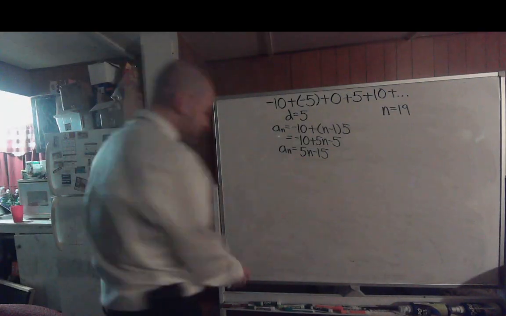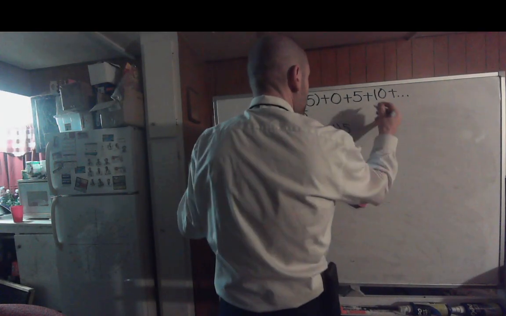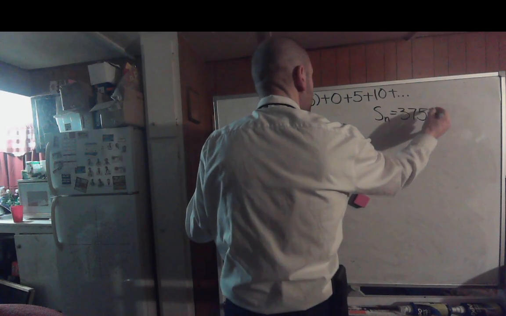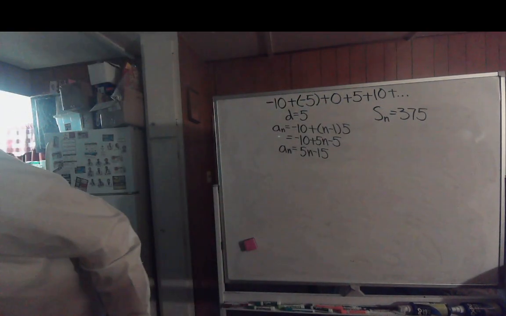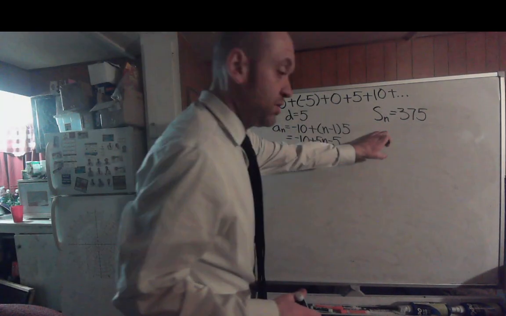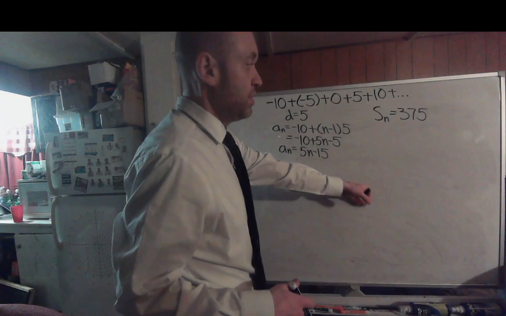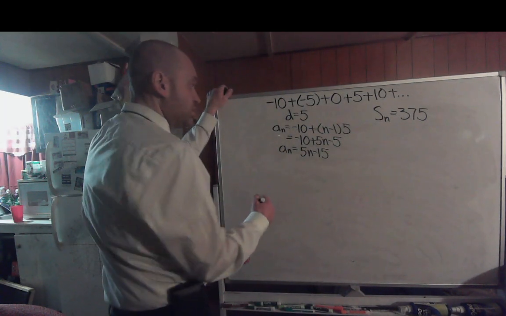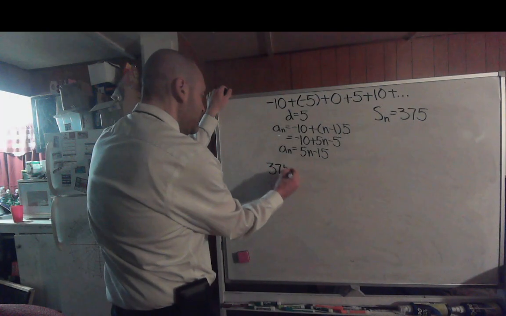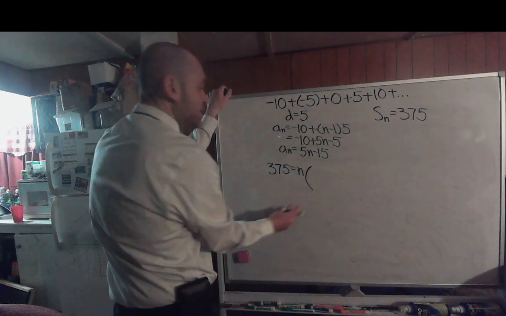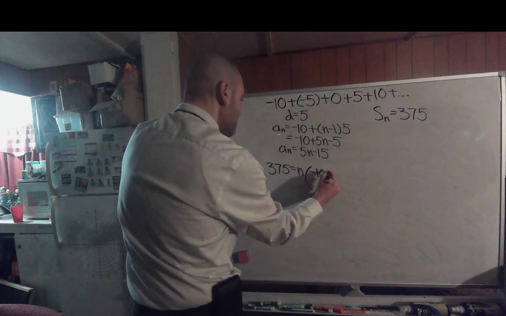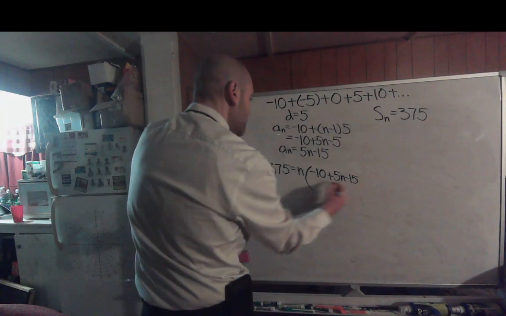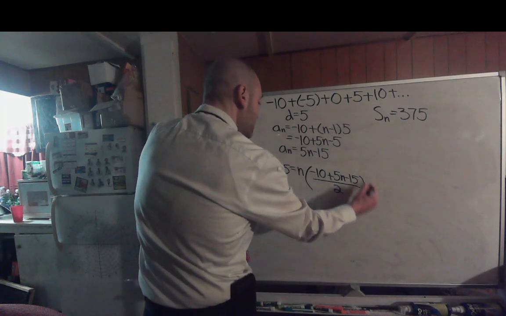We need to find the nth term when the sum of the series equals 375. So we're going to find the nth term, the upper limit of summation, if you will, that would give us a sum of the series being 375. So 375 would equal n times the quantity of a sub 1, which is negative 10, plus a sub n, which is going to be 5n minus 15, all that divided by 2.